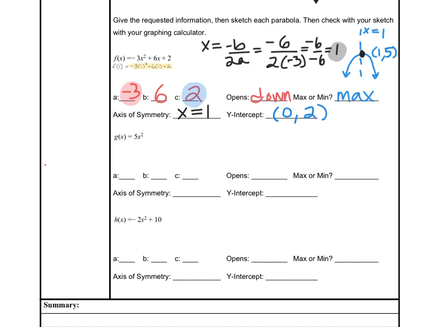Moving on to our second example, you'll see it only has one term. We want it to have 3 terms before we start. So we're going to add on to this plus 0x plus 0. So now it has 3 terms. Our a value is 5, our b value is 0, and our c value is 0. Because our a value is positive, it's going to open up. It's a happy parabola. So it looks like this. And the vertex is at the bottom, so it's a minimum.